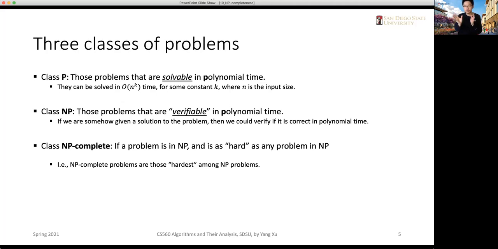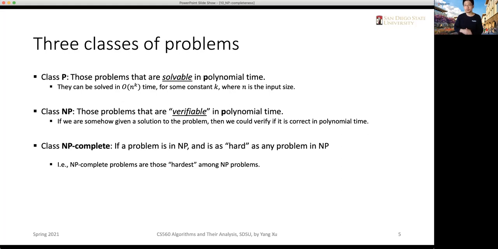Okay, so what we can conclude as the take-home message from this slide is that NP-complete is a type of NP problem that is very hard to solve, and it is very likely that NP-complete problems don't have a polynomial time solution.